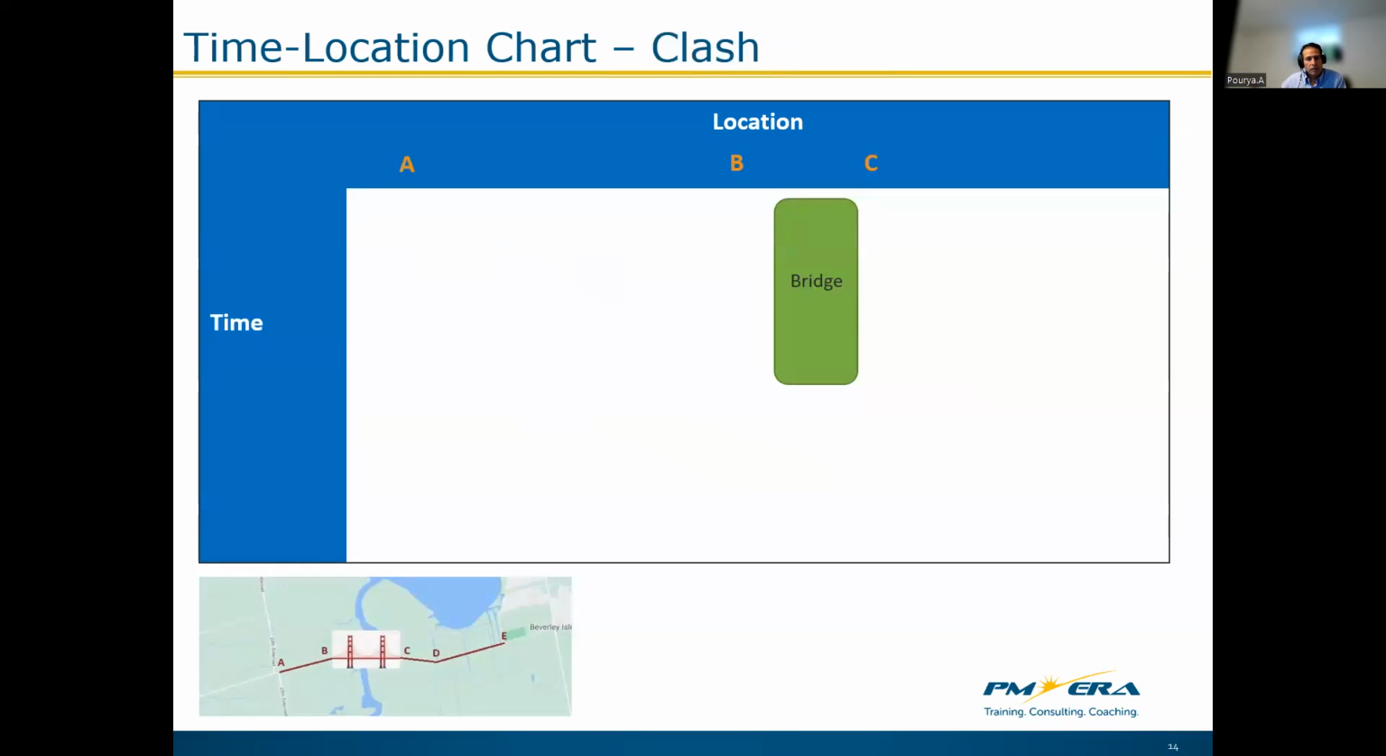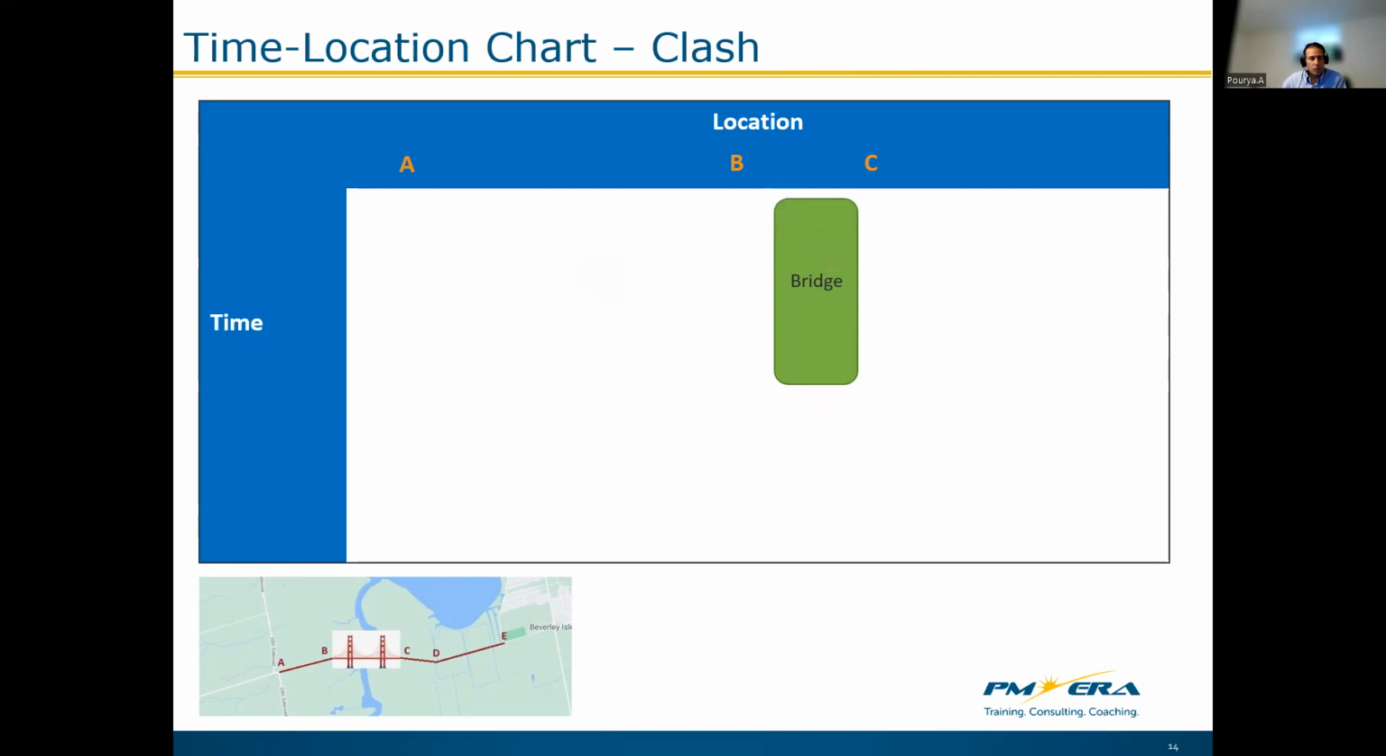Now, a vertical activity in a time location chart means an activity that is done at a fixed location, like the bridge in our highway example.